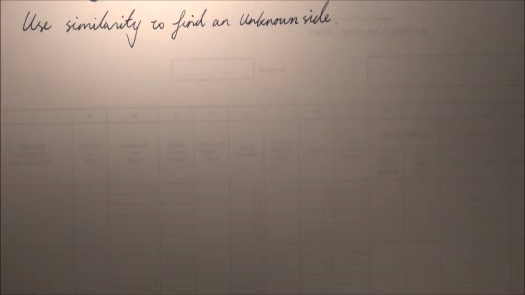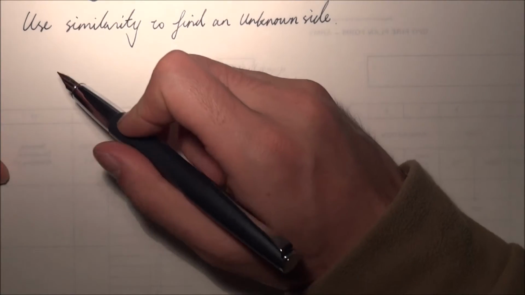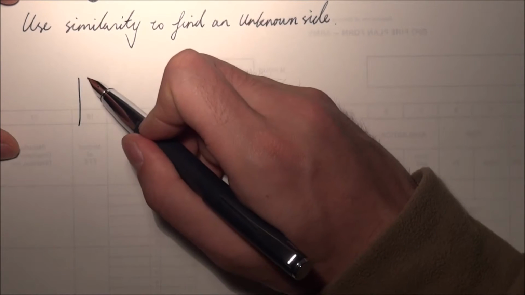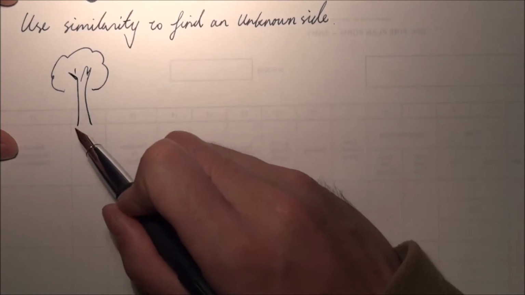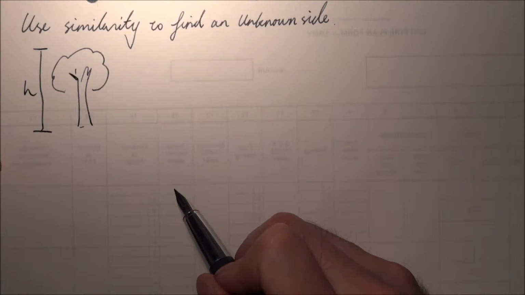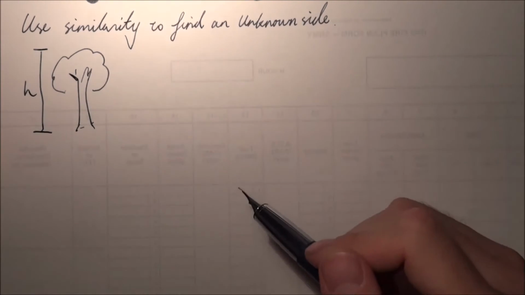One way the properties of similarity are used is to find the length of an unknown side. For example, it can be used to measure things like the height of objects that you don't wish to actually measure themselves. Let's say a tree. You want to know the height of the tree, but you don't want to climb up the tree yourself.